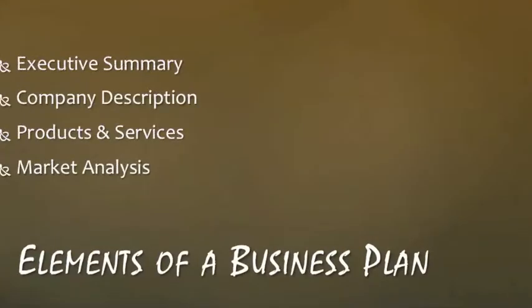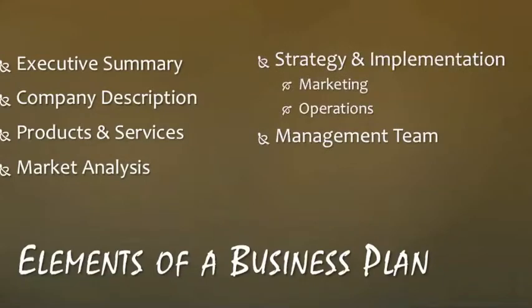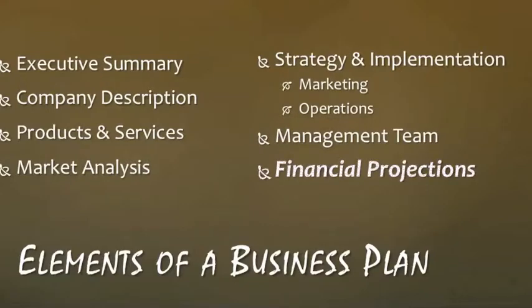So we'll look quickly at the elements of a business plan. We'll include an executive summary, which is an overview, a description of the company, the products and services you'll offer, a market analysis, strategy and implementation, which will include your marketing plan and operations, and then the description of your management team. The biggest piece that we're interested in today, though, is your financial projections. And when we look at financial projections, we want to consider how assumptions play into that.